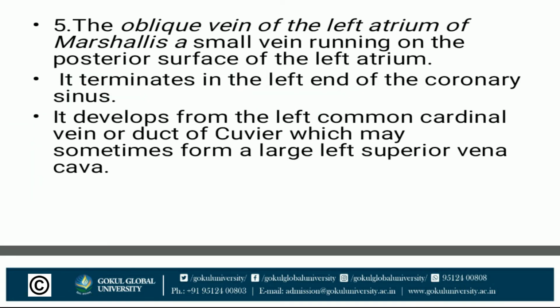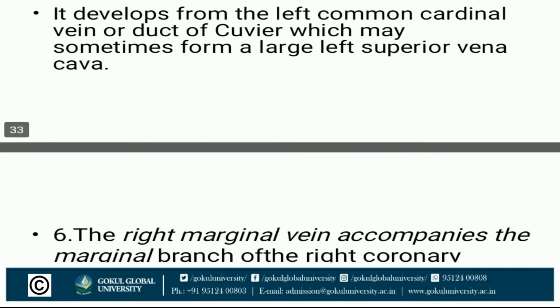The oblique vein of the left atrium of Marshall is a small vein running on the posterior surface of the left atrium. It terminates in the left end of the coronary sinus. It develops from the left common cardinal vein or duct of Cuvier, which may sometimes form a large left SVC. Okay, large left SVC is superior vena cava.